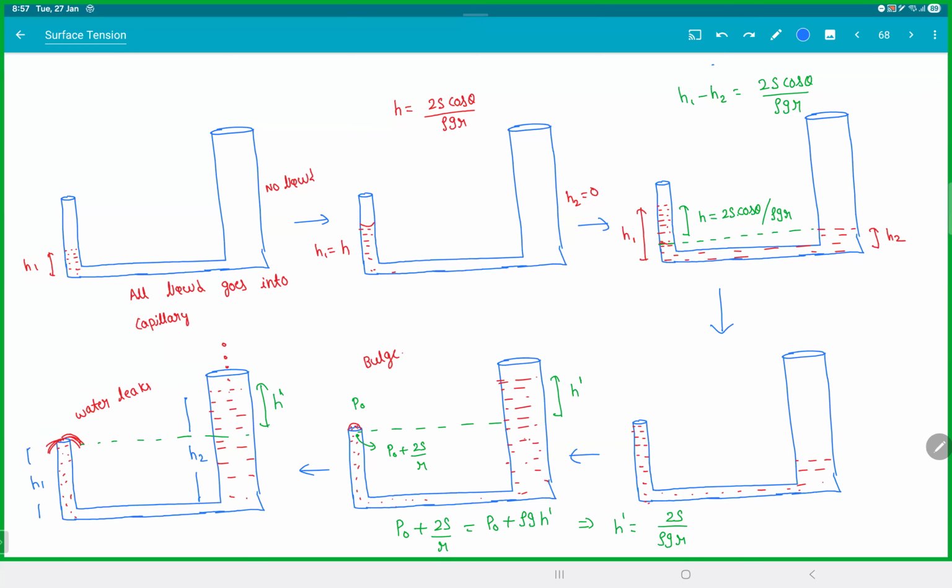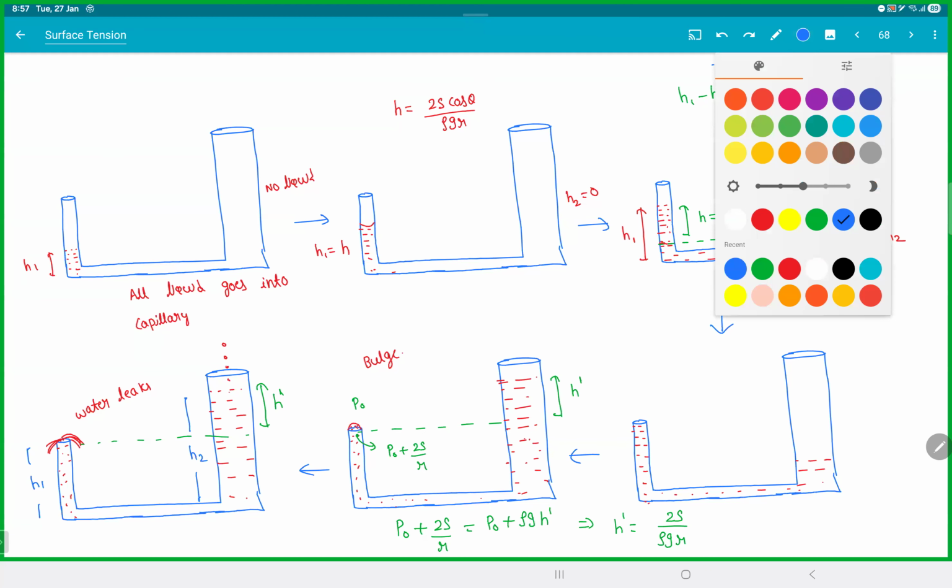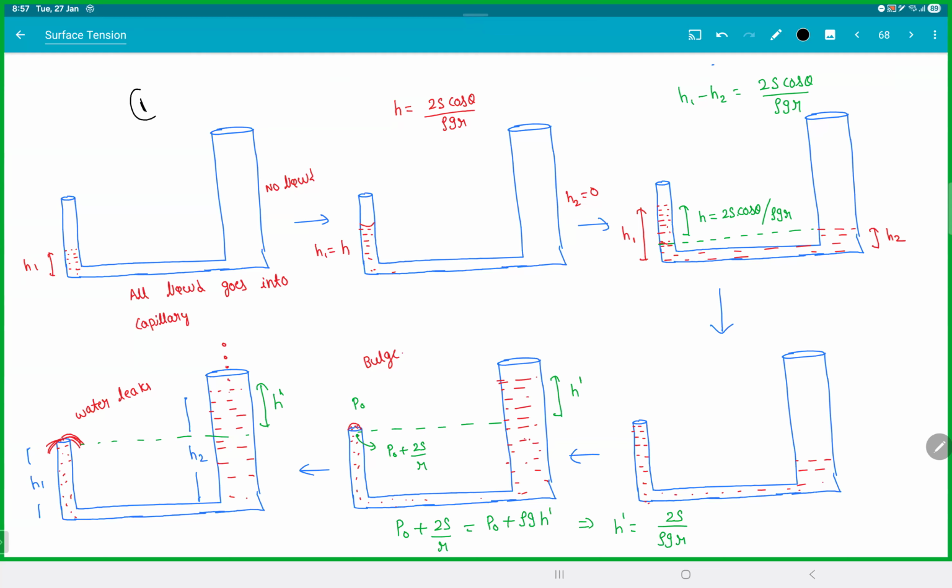All clear with this? I will number them if you want. This is state 1, state 2, state 3, state 4, state 5, and state 6. Any state that you're not convinced about? Now, let's see the graph.